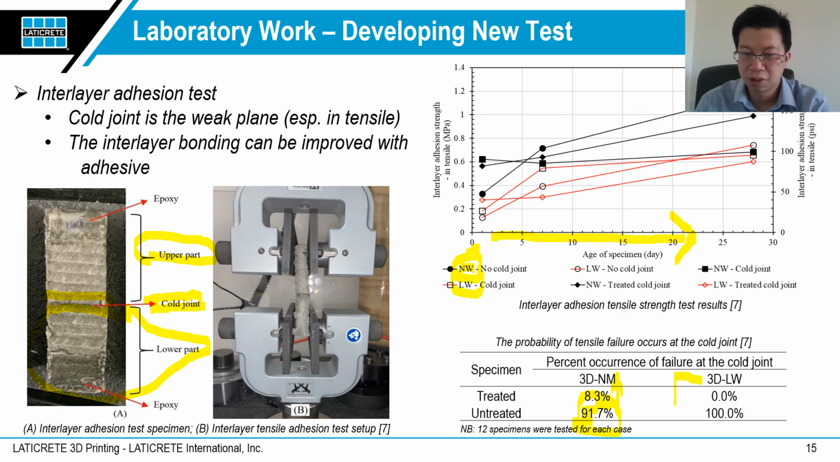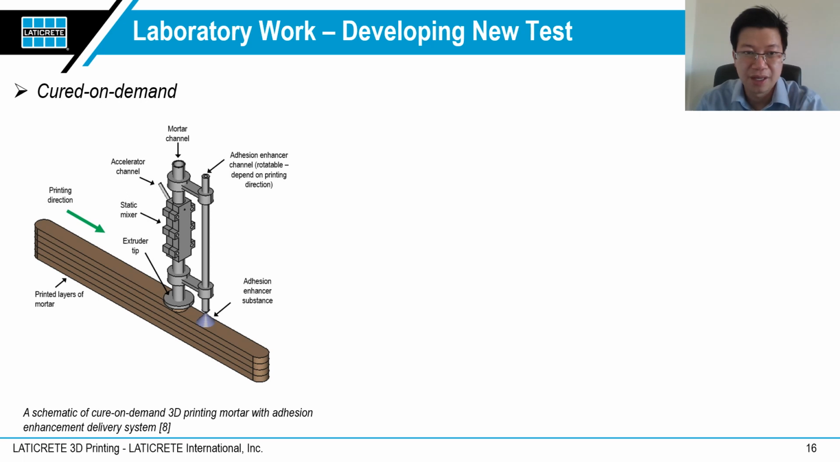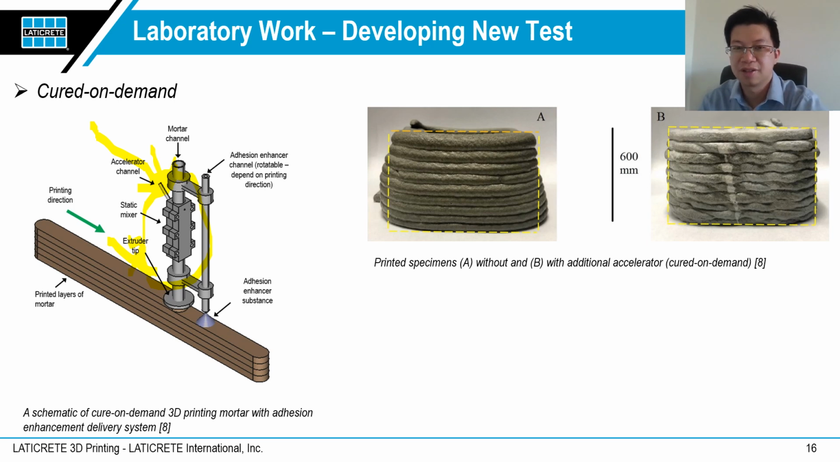So you can see it here. In addition to developing a tensile adhesion test, we were also experimenting on curing the material faster by injecting accelerant in the material channel and then mixing the material with the accelerator by using a static mixer, with the hope that once the mixture is extruded, the material will get hardened faster.